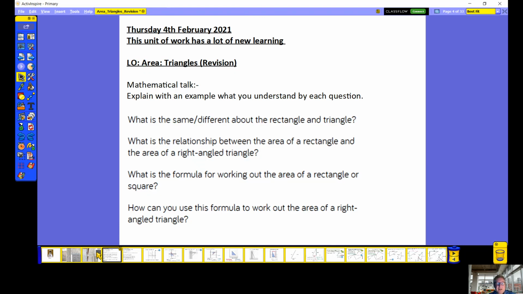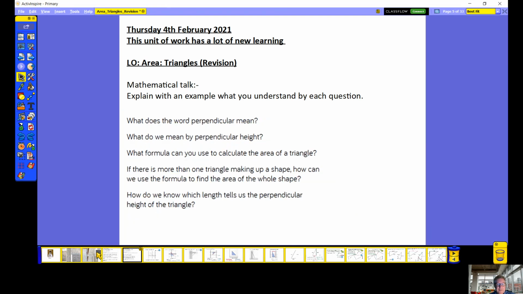So as you go through today, pause whenever you need to, and you're not going to hear a lot from me. I will also convert this to a PDF and send it out. But I really want you to get to grips with the area of the triangle. So it's well worth another hour of your time, I think. So there was some of the mathematical talk explained with an example, what you understand by each question. So there's some questions, and there are some further questions.